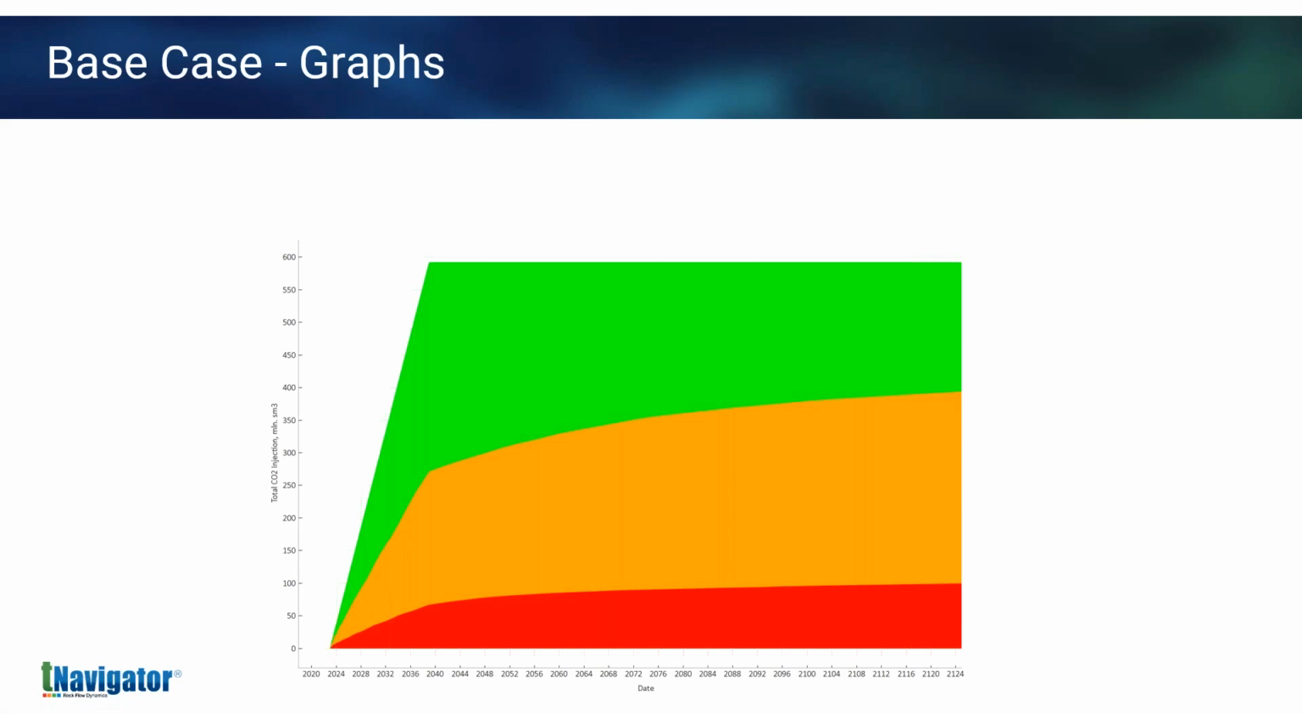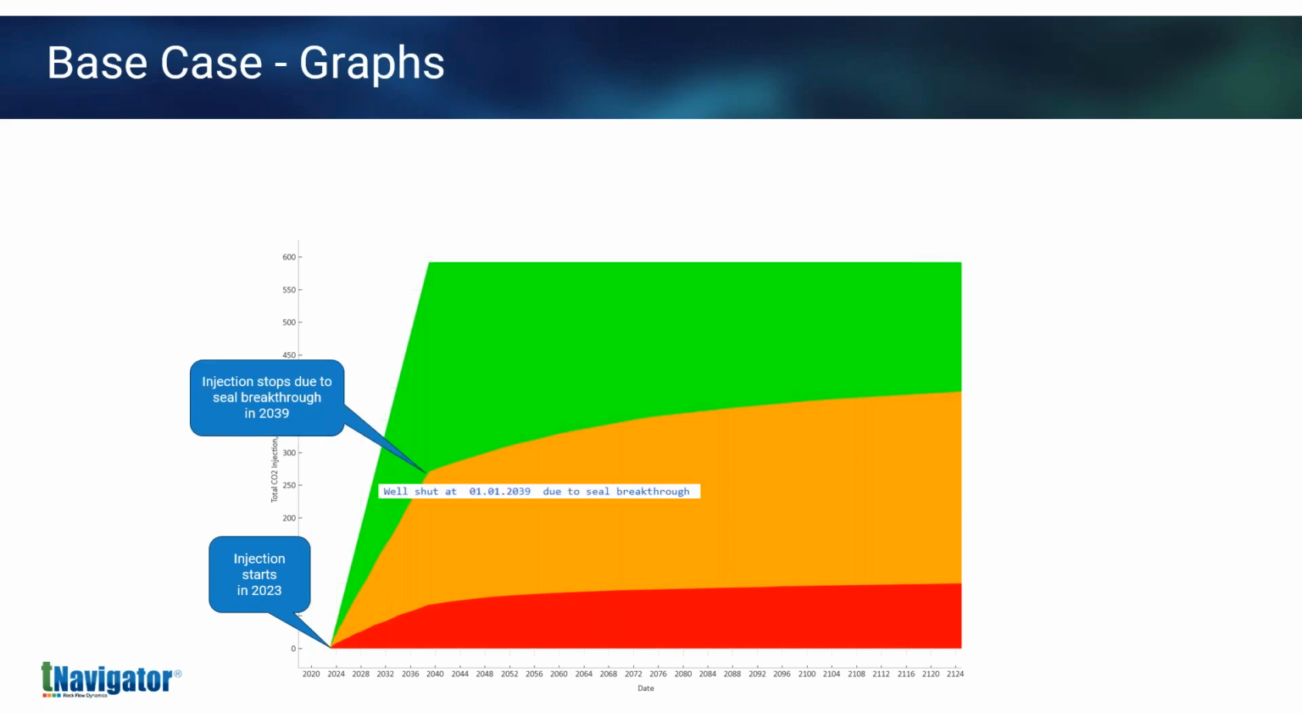So in our base case, we first would like to look at the graphs. And here I have a stack plot showing the events as they happen. So here I have injection starting in 2023, followed by stopping of the injection due to seal breakthrough in 2039. So this is done automatically with a Python script that checks for presence of gas in the caprock. And we still run it for a while until 2220s, just to see the effect of the different trapping mechanisms.